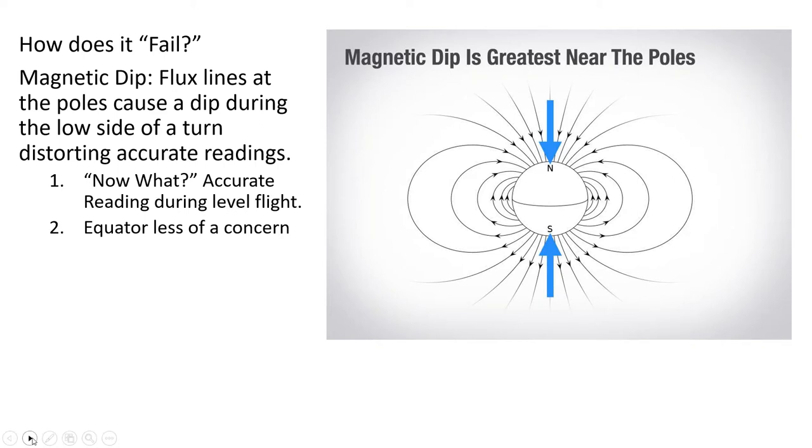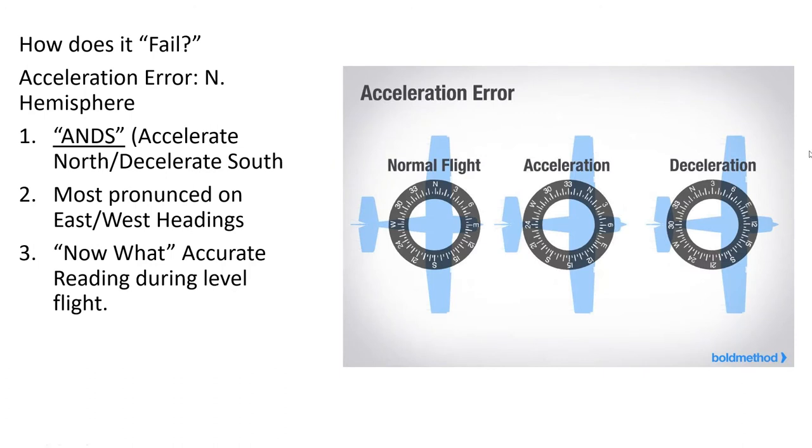All right. Here we get into where they like to ask questions on the written test. Acceleration errors in the northern hemisphere: we've got an acronym, ANDS, accelerate north, decelerate south. It's most pronounced on headings east or west. So if you're in your glider heading towards the Dows and you decide to do a loop and accelerate by taking a dive, the compass is going to want to swing a little more towards the north. Then when you come back and slow up, the compass will swing a little more towards the south.